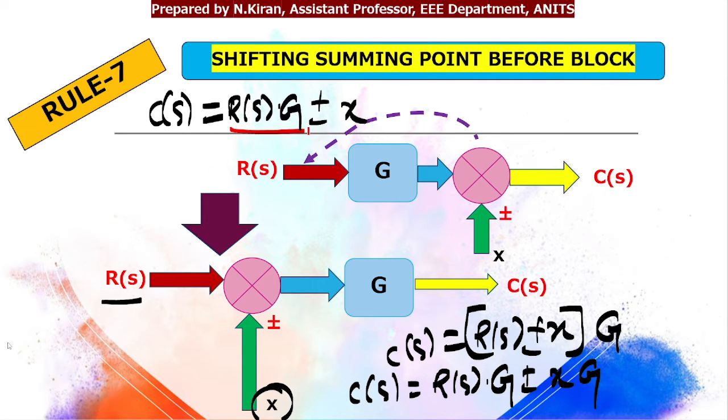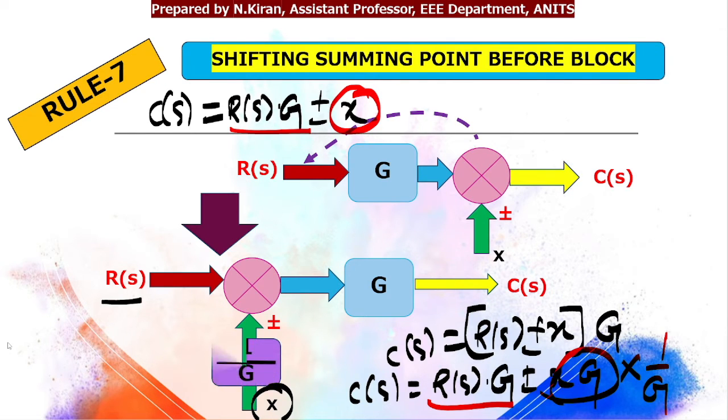You can see that the first term in both the cases is the same. Here also I have R of S into G, here also R of S into G, but the second term previously has only X, and now it is X into G. So for both expressions to remain the same, I need to multiply the second term by 1 by G. So for me to shift any summing point before the block, I need to multiply my takeoff point by 1 by G.